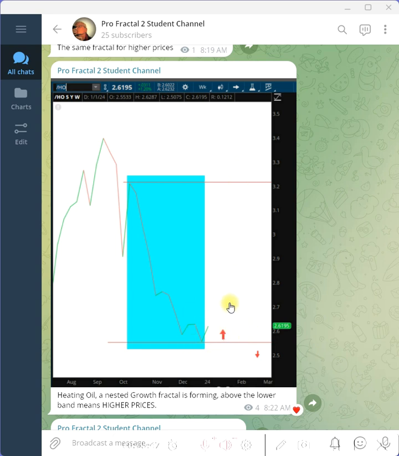There's not too much risk here. That's the beauty of fractals. You can define your risk. So if it reverses, you know exactly what's going to happen. This is called a nested growth fractal. You see this every day in every market on every time frame. It's pretty reliable.